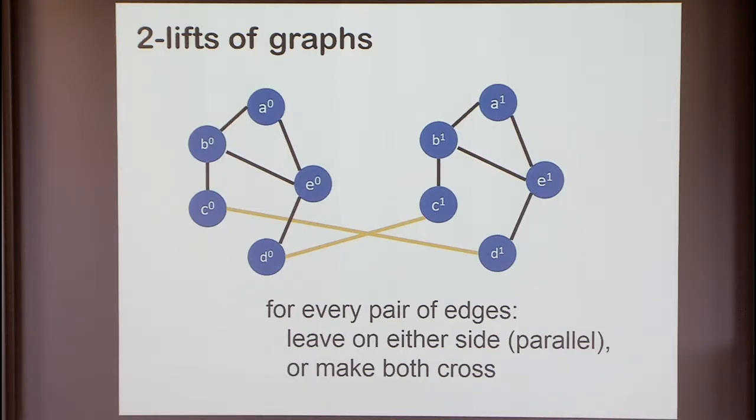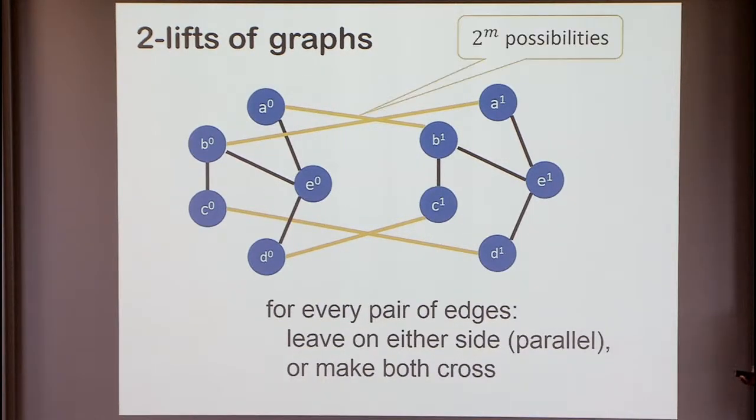All right. So if there are m edges in the base graph, you have to make m decisions. For every edge, you have to decide to leave it parallel or not. So there are m decisions, 2 to the m possibilities. There are 2 to the m possible lifts of a given graph. And this thing that you get at the end is called a lift. It's a graph on 2n nodes, and it's also d-regular.